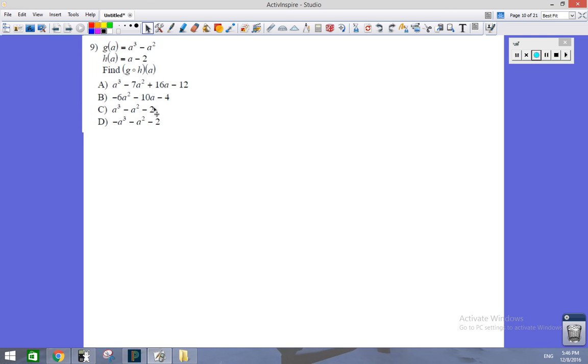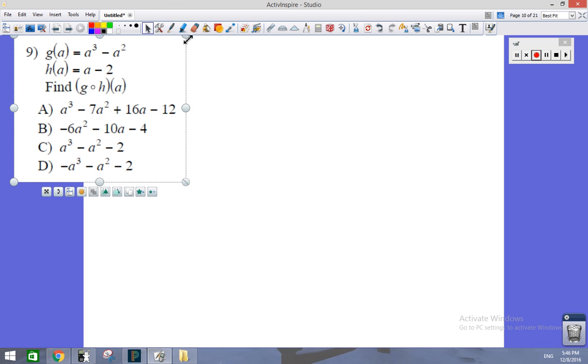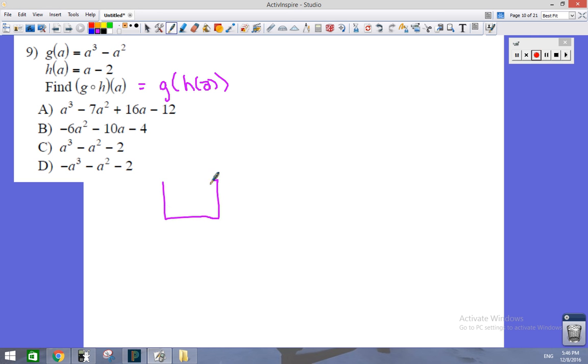Some people asked me about this one today. Let's take a look at it. So we've got G composed with H. We want to take the function H and plug it into G. So we have this function H, and the input to H is going to be A.